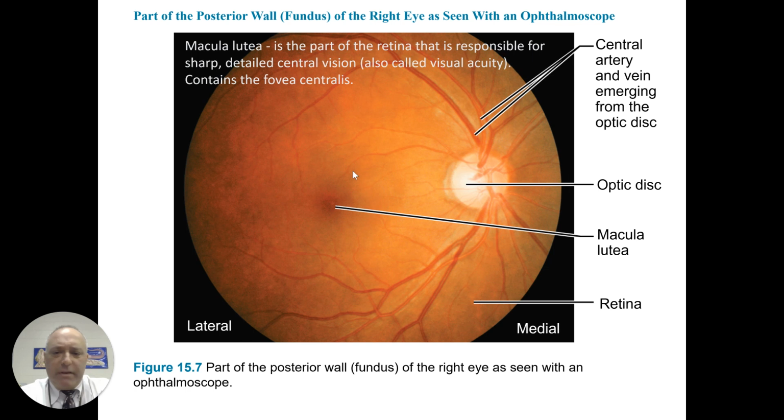Okay, so this is a nice picture of the back of somebody's eye. There's a posterior wall, also called the fundus. And you can see a number of features. The optic disc, that's going to be your blind spot. And then this pigmented area is called the macula lutea. This is where the fovea centralis is located, or the portion that has the highest density of rods and cones that are sensitive to light.